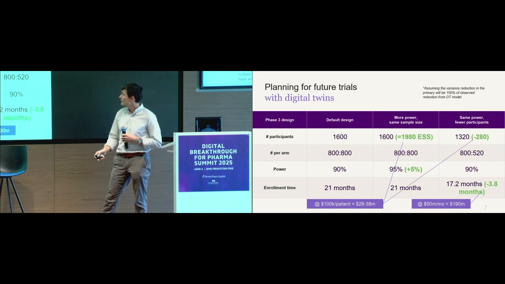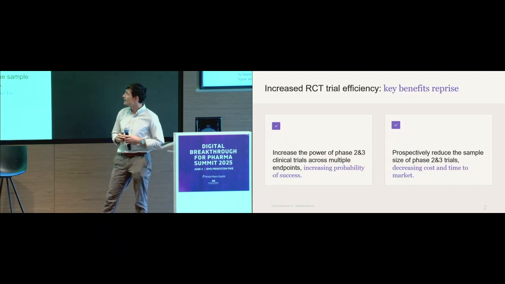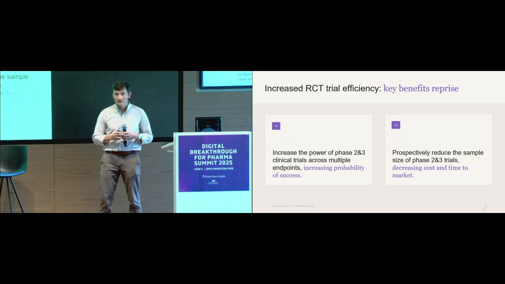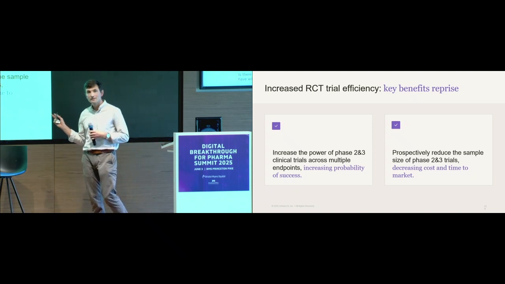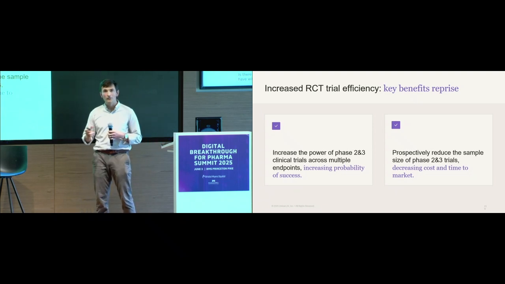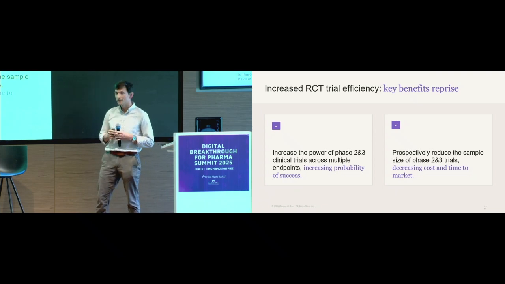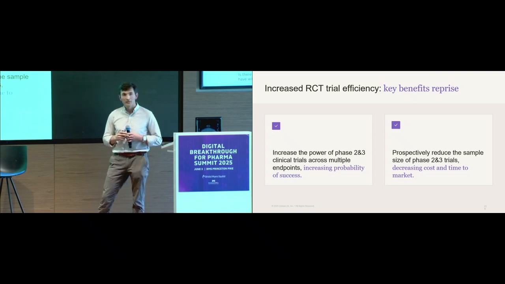So with that, I will leave it at the benefits page reprise. Again, the 2 basic approaches here, adding power or prospectively reducing sample size, have these important benefits that can be applied in phase 2 and phase 3 trials across the board.